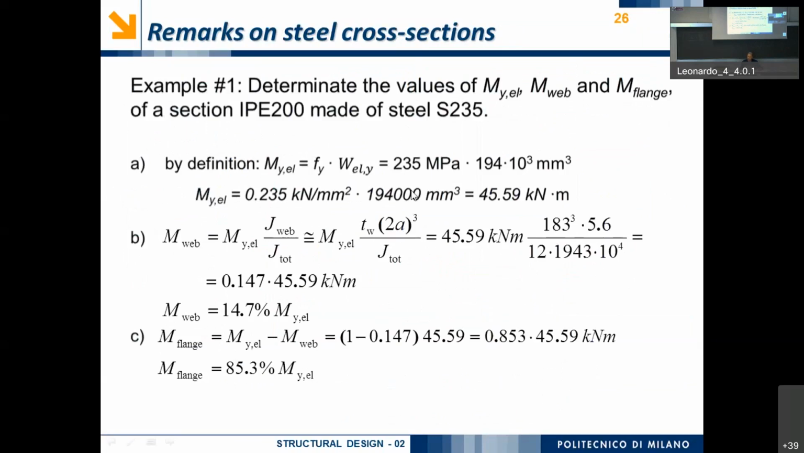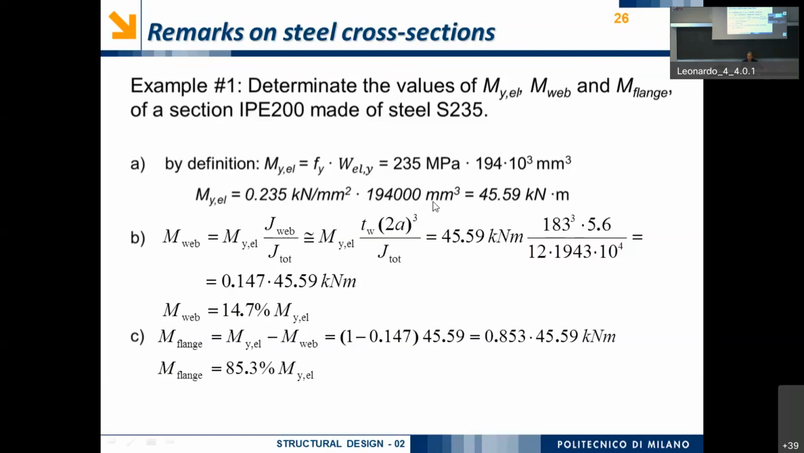So if I'm going from Newton to kilonewton, so I'm passing from Newton per square millimeter to kilonewton per square millimeter, this first number is 0.235 kilonewton per square millimeter times 194,000 cubic millimeters.